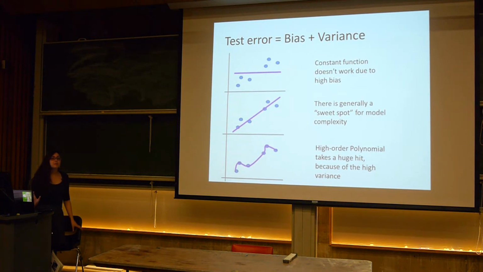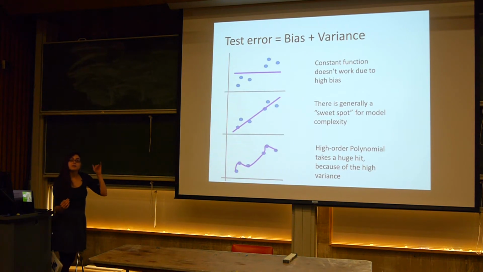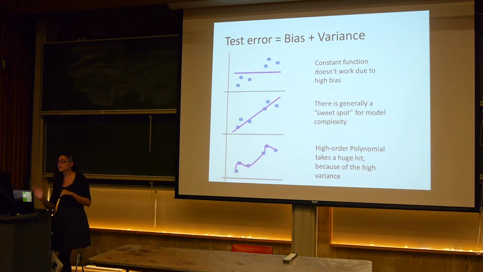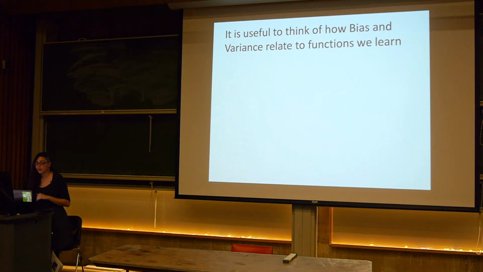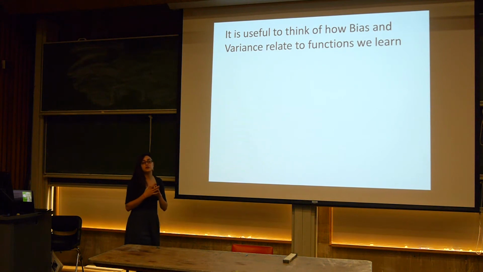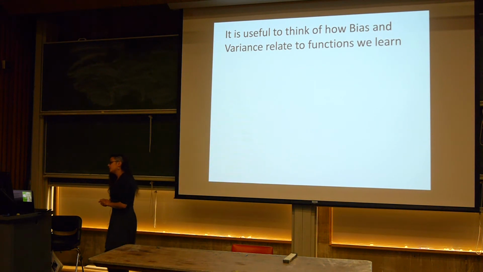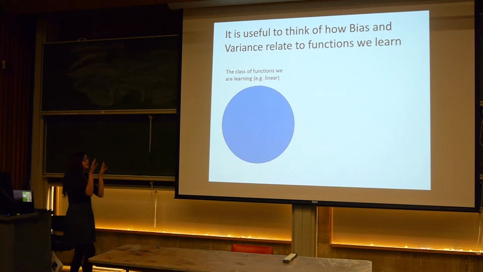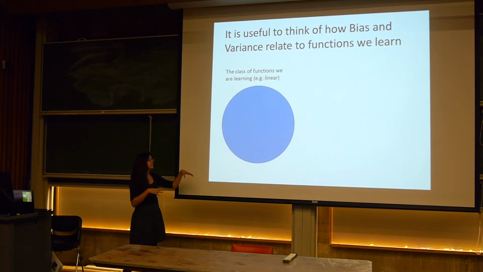Do people feel comfortable with this: as complexity increases, bias goes down and variance goes up, generally because you're fitting better, so taking away a data point is going to impact your model more. So how do they relate to the functions we learned? We talked a lot in regression about learning these functions f. If we think about the class of functions that we're learning, this would be the set of all linear functions.